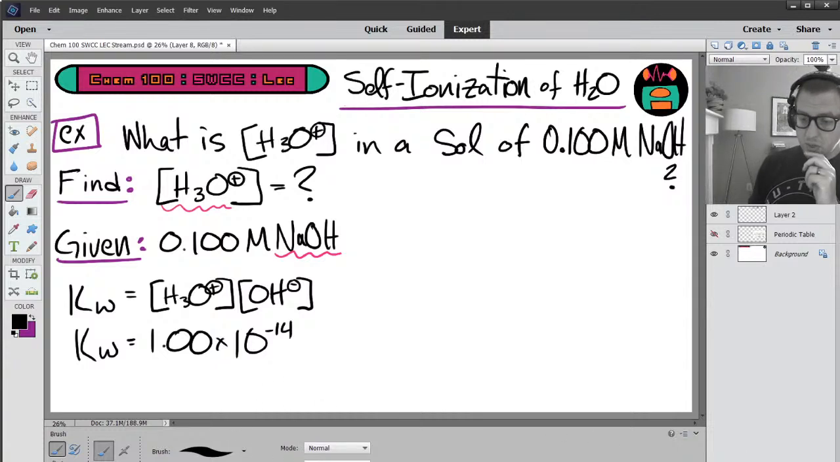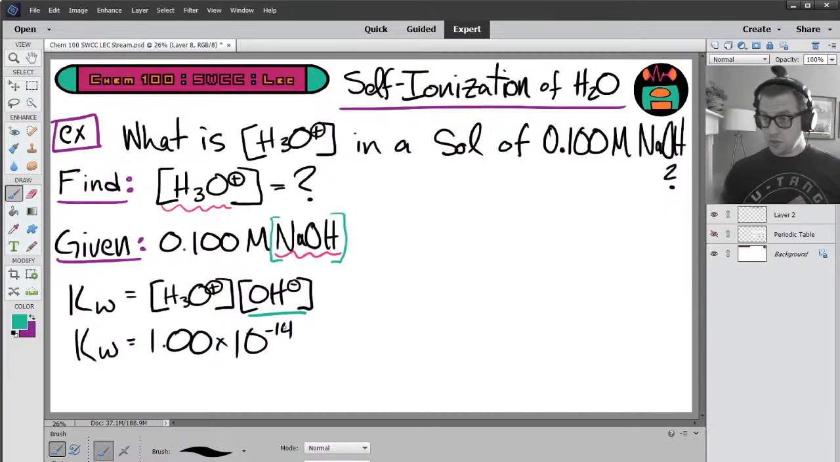And some of you may have astutely noticed, you're like, Josh, this is the concentration of hydroxide, but we were given the molarity of sodium hydroxide. Those are two different things, and you're correct. We need to determine what the molarity of hydroxide is. We can't necessarily use the concentration of sodium hydroxide. How do we do that?